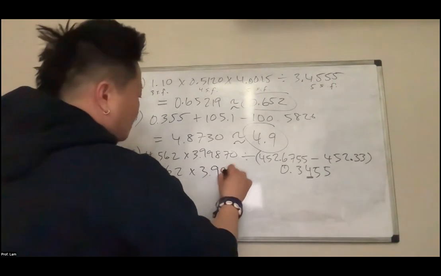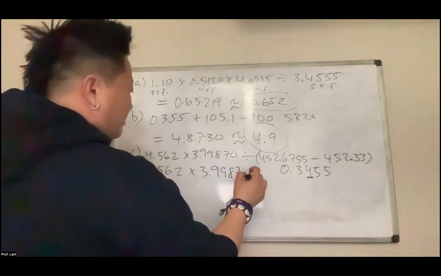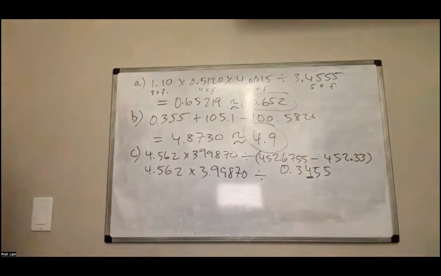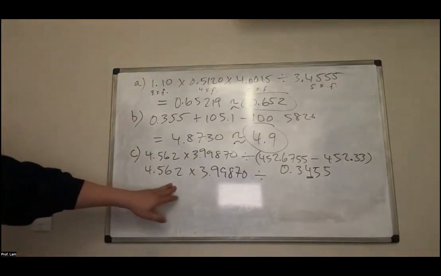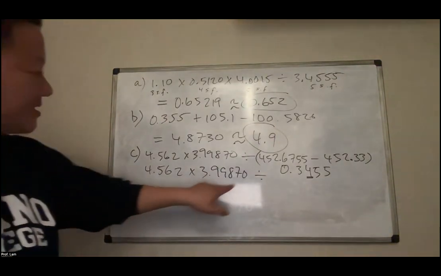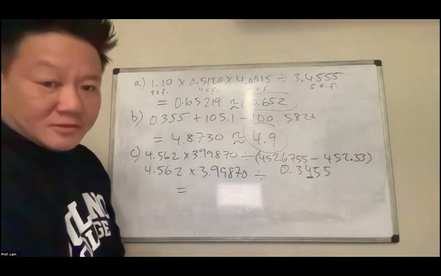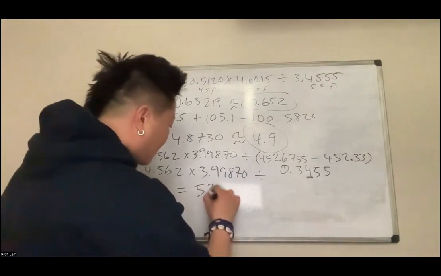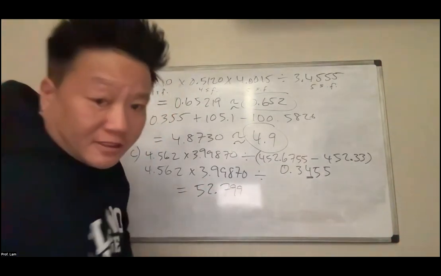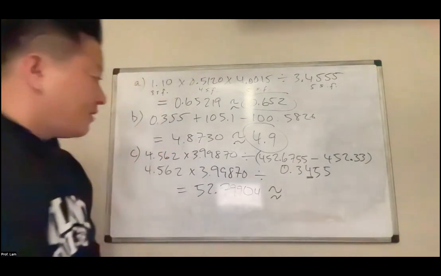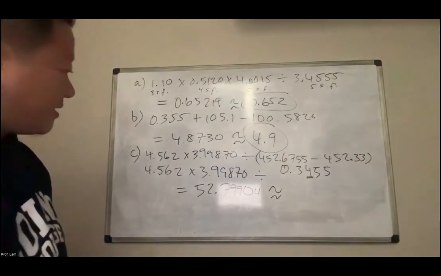So now I'm going to multiply these two numbers and then divide by 0.3455. Okay? So in your calculator, just punch that. This times that, divide by that, and you will get 52.79904.